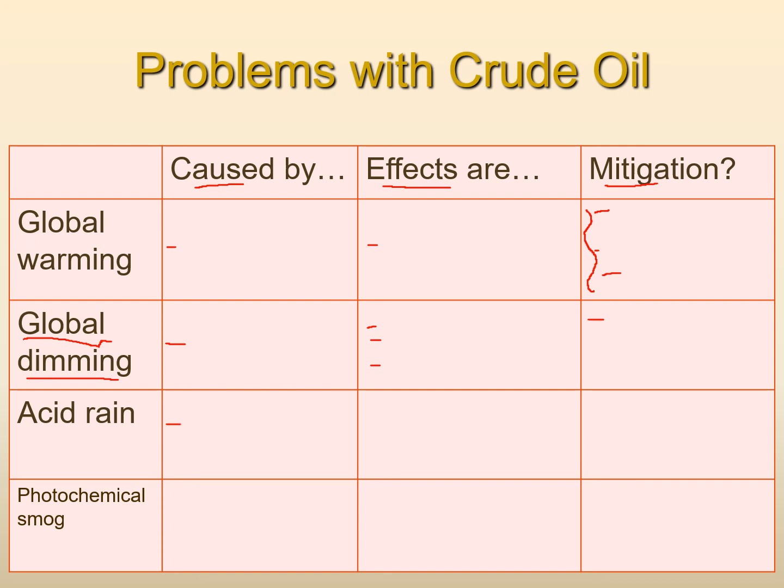Acid rain, what causes it? That's the oxides of nitrogen, oxides of sulfur particularly, forming the acids in clouds. To a lesser extent, rain is normally acidic because of carbonic acid from carbon dioxide, but that's kind of unavoidable. Then the effects, and what can we do about it, or what have we done about it. And photochemical smog, what it's caused by, what the effects are, and anything we can do to avoid it.